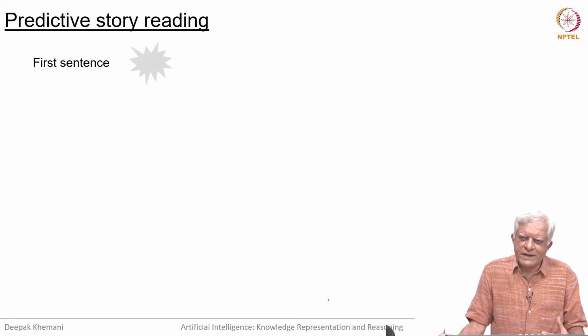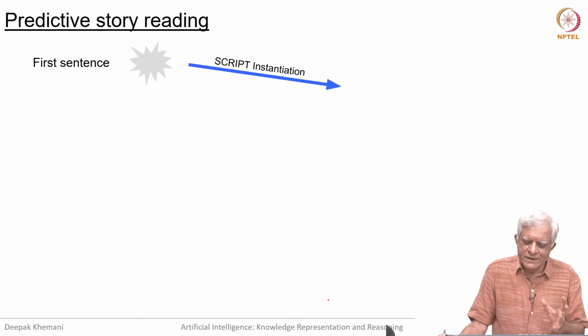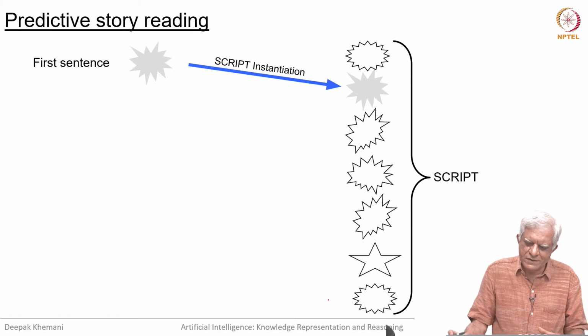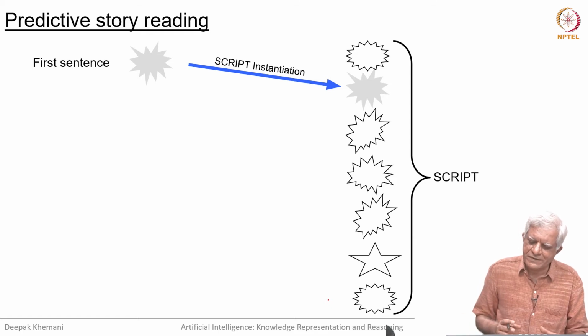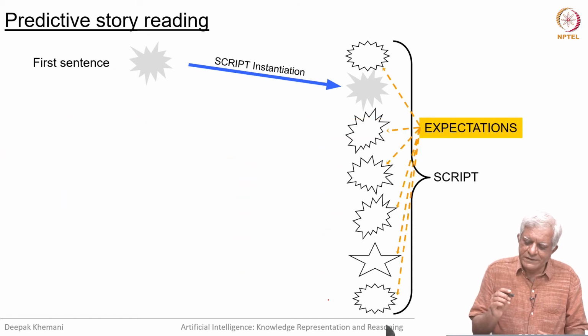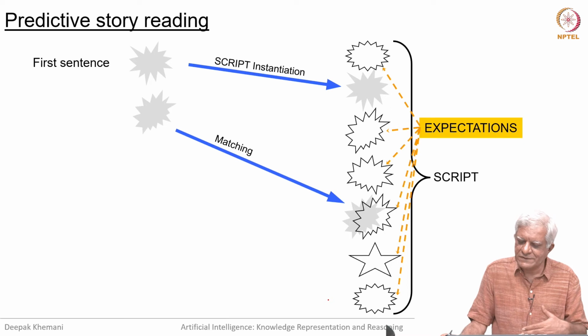So, story reading, as we have said in SAM, is predictive. You read the first sentence and somehow you figure out what is the script that we are talking about. So, the script is a collection of episodes essentially. As you can see, we have identified one of them. The rest of them become expectations as to what we could be hearing about in this story. And then the next sentence comes in the story, and our task is now to match it with one of the episodes in the script essentially.